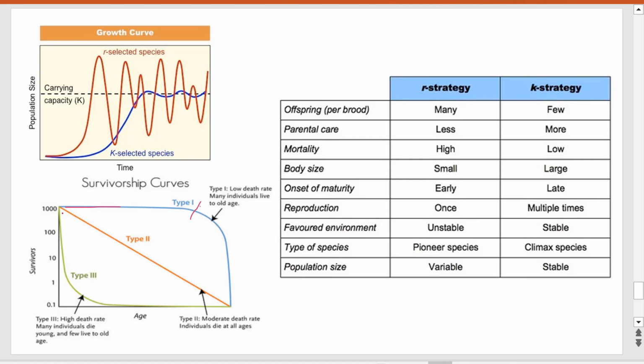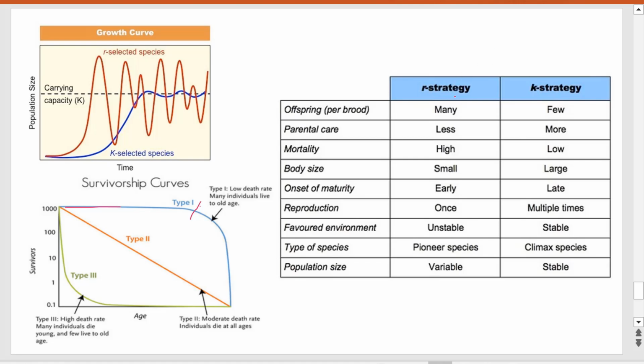But here you can see in the R strategy species, most of the individuals die in the beginning of life. So a high death rate is there. Many individuals die young and few live to old age. And there is another kind where there is a stable death rate, in type 2 individuals. If we look at this table, you can understand it better.